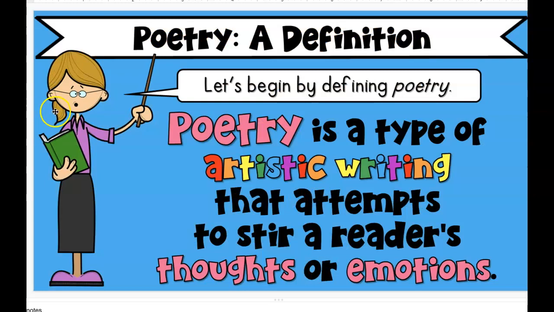All right, poetry. A definition, what is it? Well, let's begin by defining poetry. Poetry is a type of artistic writing that attempts to stir a reader's thoughts or their emotions. And I want you to stop and think about that. When you're writing poetry, you want the reader to have a thought or have an emotion.